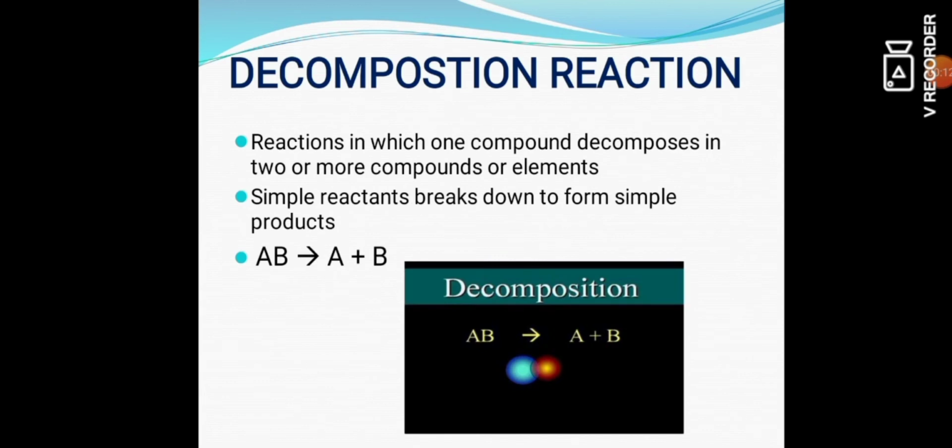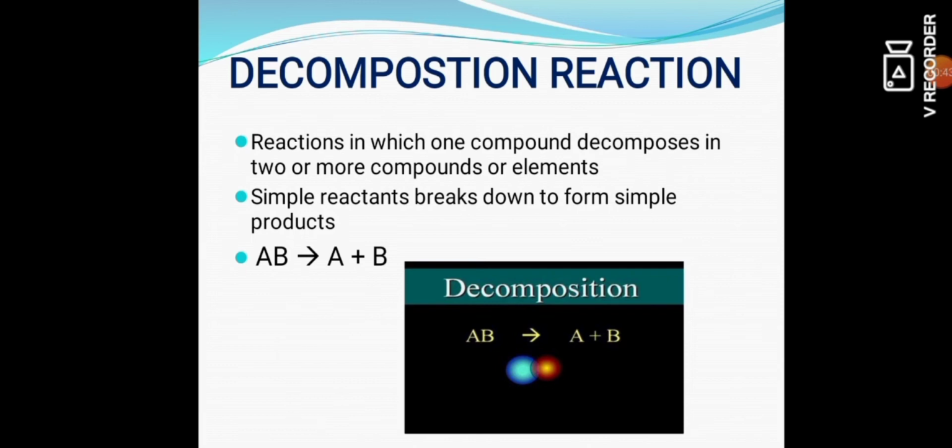Second type of chemical reaction is decomposition reaction. Decomposition reaction means a reaction in which one compound decomposes into two or more compounds or elements. That means here we are taking one compound and that compound will be breaking down into simple products. Those types of reaction are termed as decomposition reaction. Here simple reactants break down to form simple products.